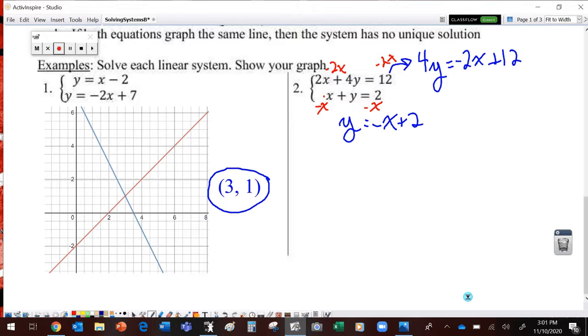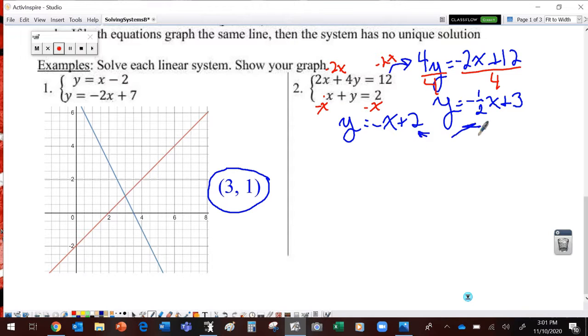Now, I want y all the way by itself, so I'm going to then divide both sides by 4. And on the left side, that's easy because the 4's cancel, and all I have now is y equals, now negative 2 divided by 4 is negative 1/2, still times x, plus 12 divided by 4 is 3. So now these are the two equations that we want to graph.